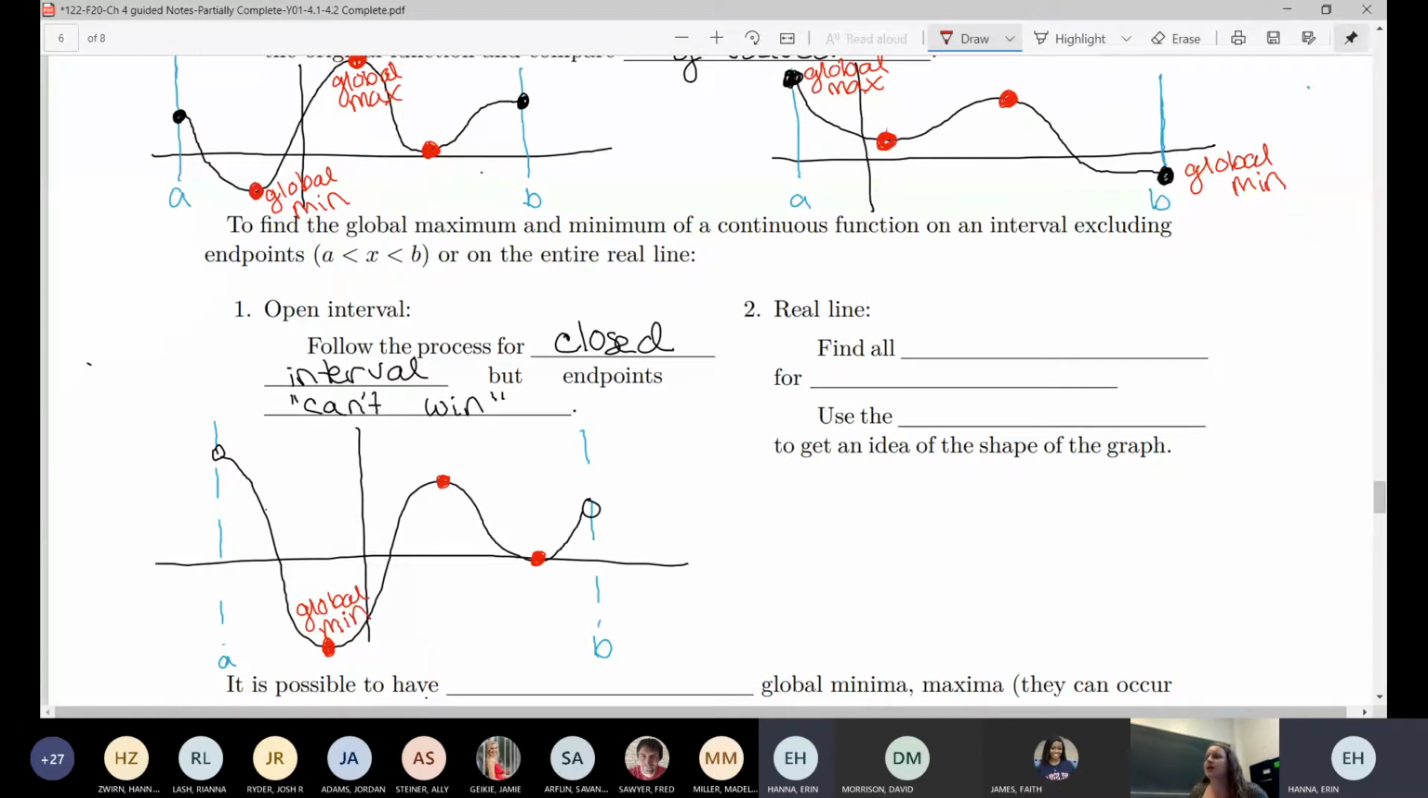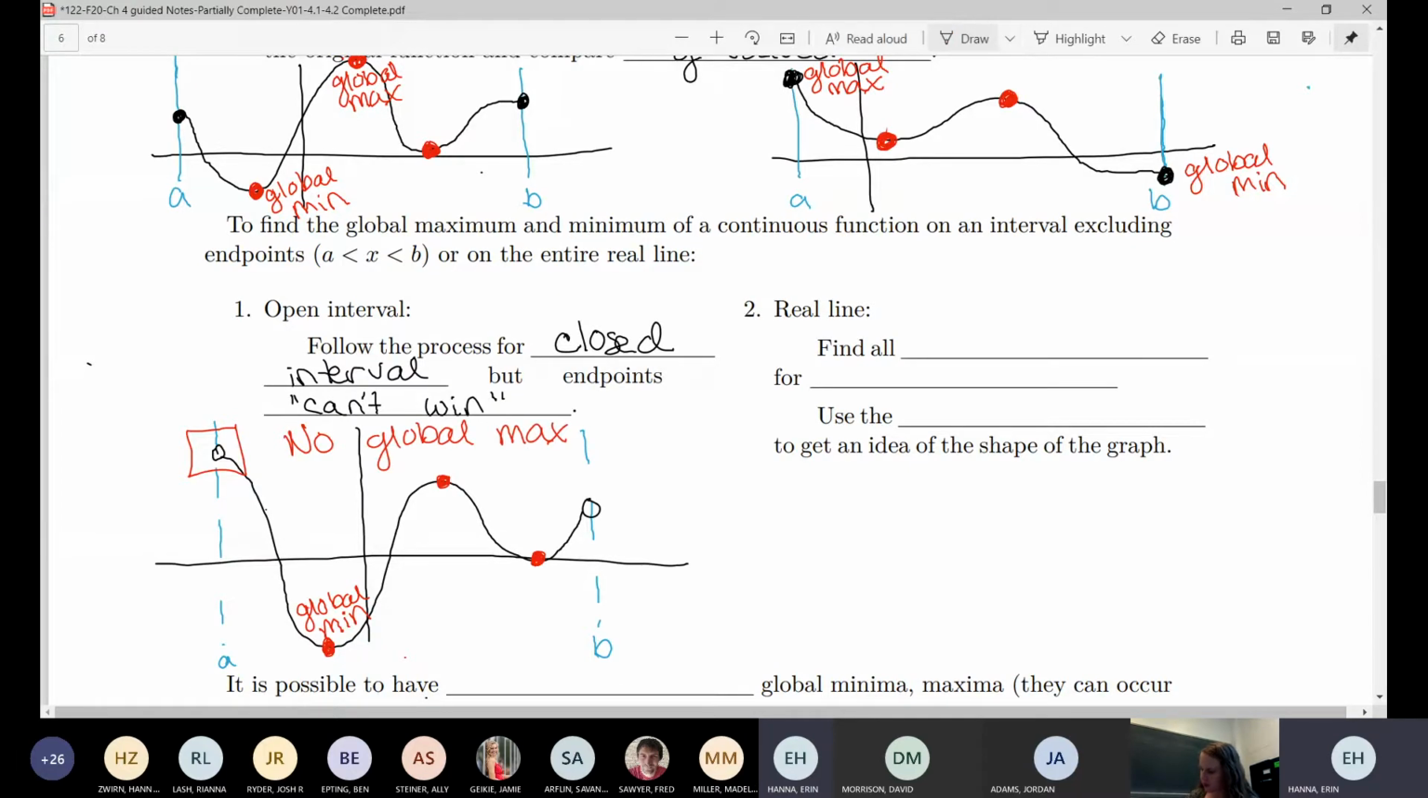But then if we were trying to consider a global max, what we'd like to say is that this endpoint is the global max because its y value is larger than everything else on this function. But because it's an open interval and we don't actually include that point in the function, we actually don't have a global max here. So there would be no global max.